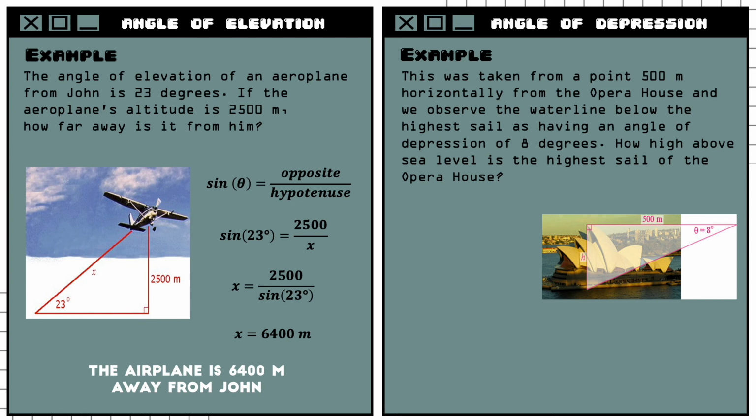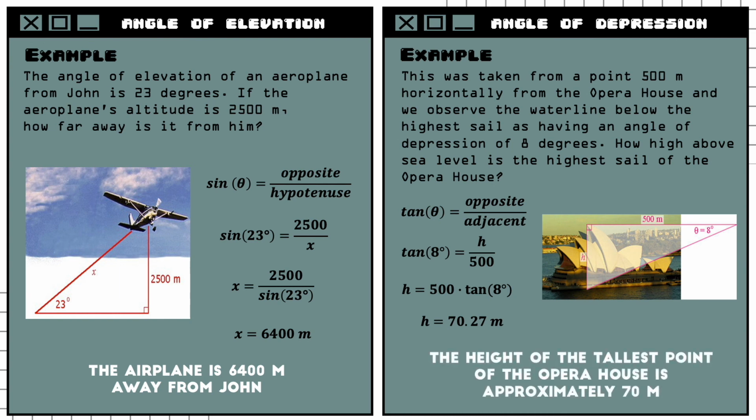Remember that the tangent of an angle equals the side opposite to that angle divided by the one adjacent to it. So, the tangent of 8 degrees equals h divided by 500. Manipulating this, we find that h equals 500 times the tangent of 8 degrees. We can solve this using our calculators to find that h equals 70.27 meters. Through this, we can say that the height of the tallest point of the Opera House is approximately 70 meters.